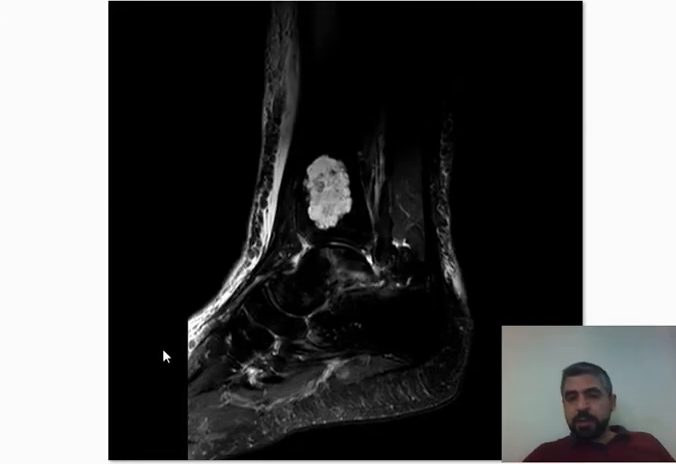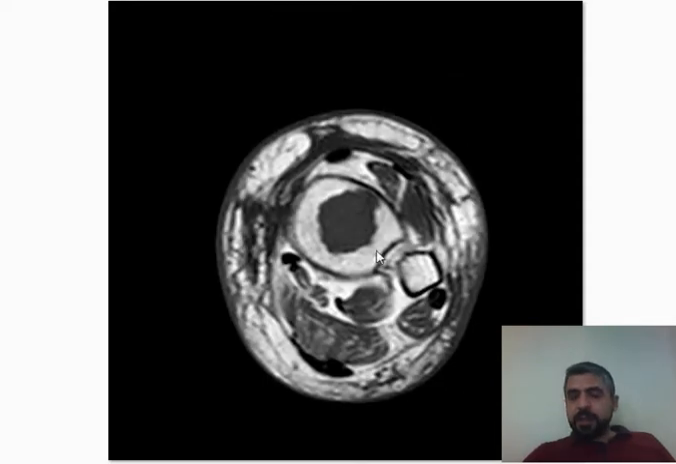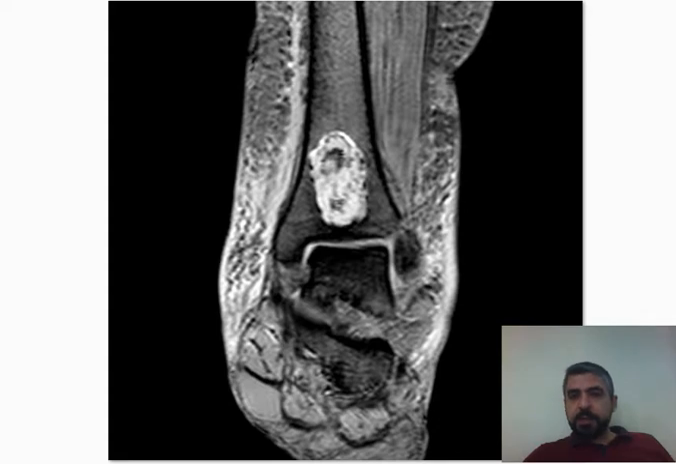On this fat-saturated image, you can see it is mildly hyperintense with no surrounding edema, indicating no pathologic fracture and no malignant transformation. In the axial view, you can obviously appreciate that it is intramedullary, okay, with intact overlying bony cortex. Again here, the same findings.